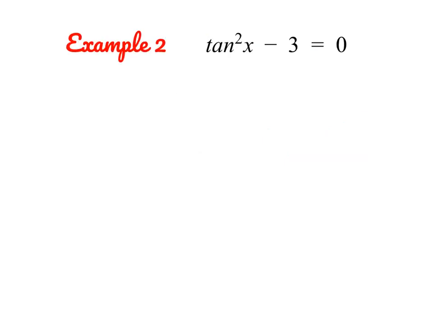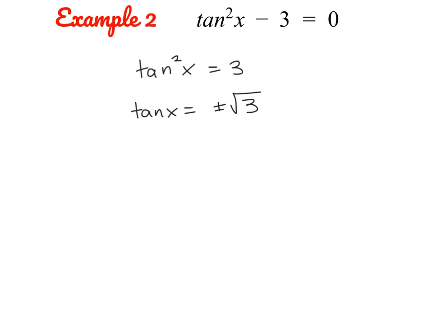Okay, let's try this next example. We're going to use that same technique. We're going to isolate our function first, so we want to isolate tangent. We can start by adding 3, and we have tangent squared of x equals 3. To isolate tangent, we take the plus or minus square root of both sides. So tangent equals the plus or minus square root of 3. Don't forget about that plus or minus.